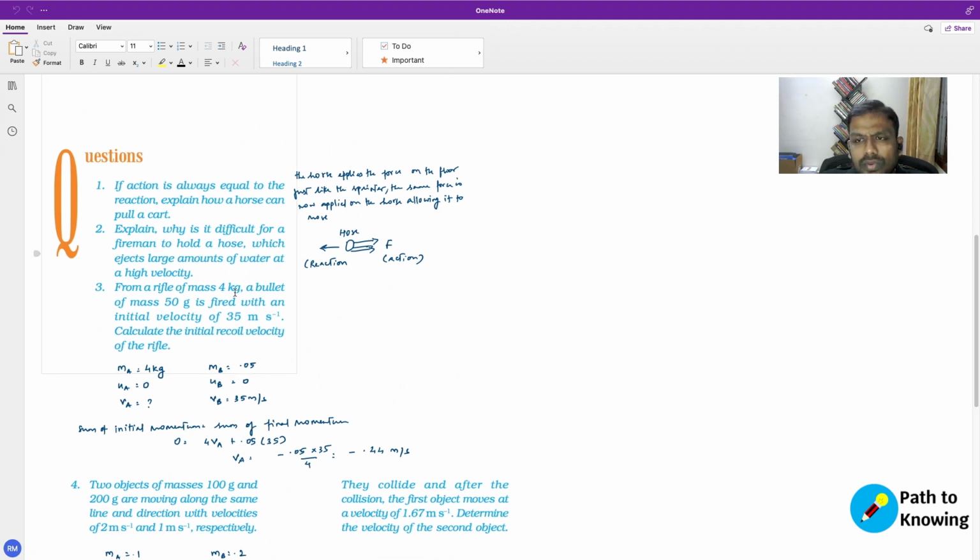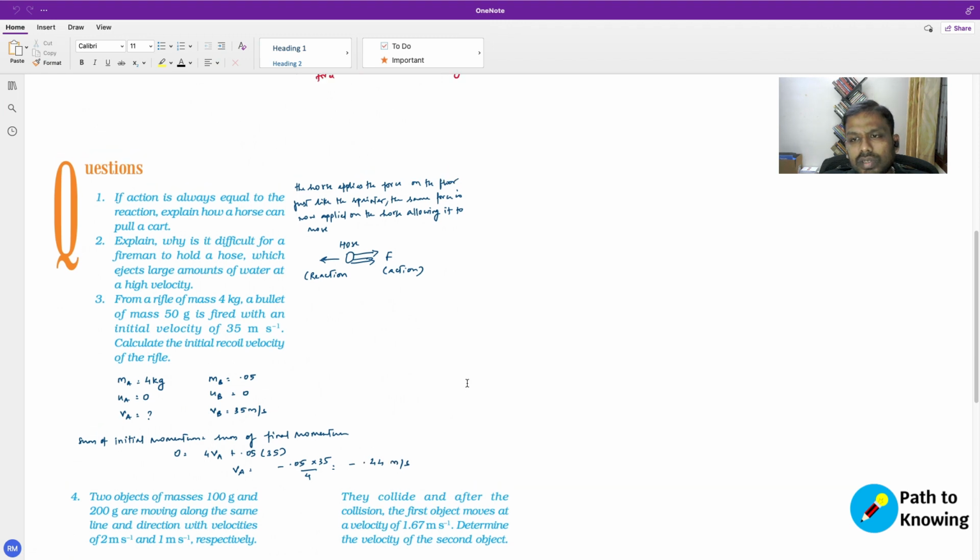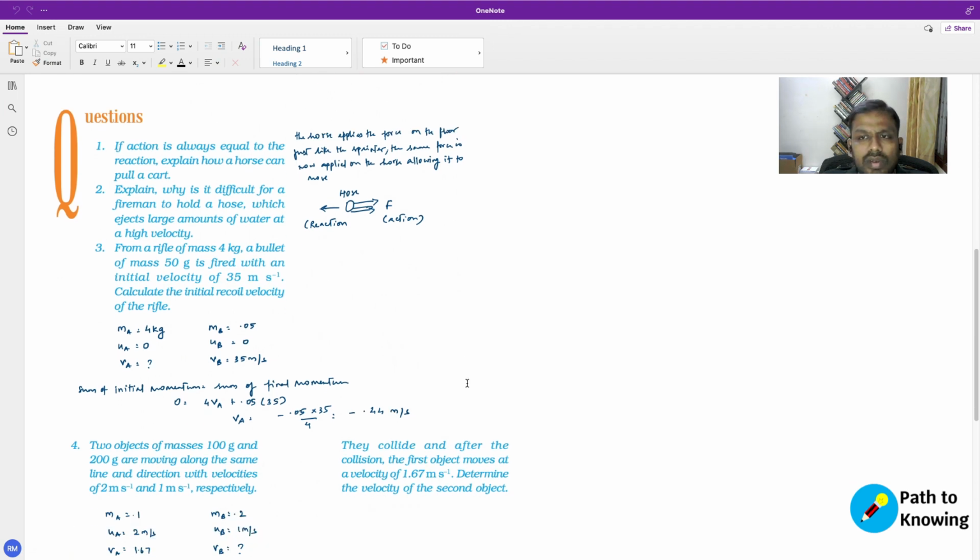From a rifle of mass 4 kgs, a bullet of mass 500 gram is fired with an initial velocity of 35 meters per second. Calculate the initial recoil velocity of the rifle. So we have a rifle which is loaded with a bullet, and we have fired, right? Once it is fired, we see that the bullet has started to move with a velocity of 35 meters per second.